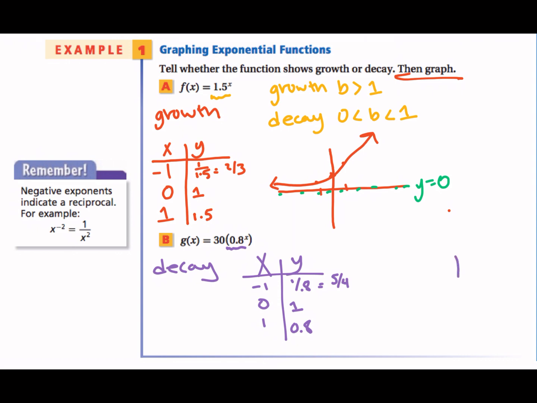So let me graph this. So this is decay. So notice the shape of this graph is going to be different. Okay, so at -1, I'm a little bit past 1. And at 0, it hits 1. And then at 1, it is at 0.8. So this one is actually getting smaller and smaller and smaller. Okay, so notice the shape of my graph, how it's different. Even though we have the same asymptote, y equals 0, this function is decay.